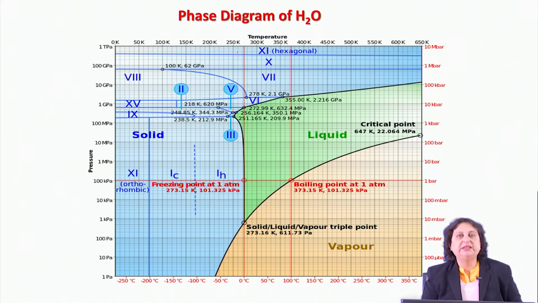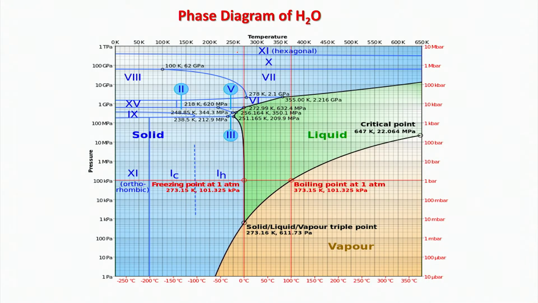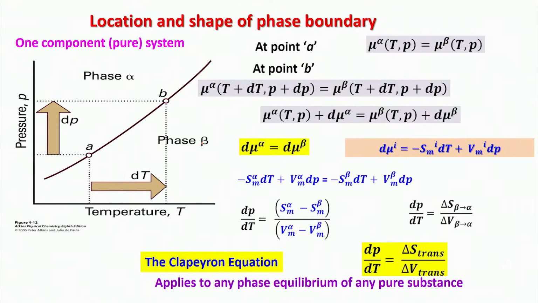When we looked into the phase diagram of water, we found that the solid liquid coexistence line, that is this phase boundary, was very steep, and there were regions where there is a change in the shape of the phase boundary. Then came the question of how do I correlate the location and shape of the phase boundary with some measurable property of the system. In this connection, we derived the Clapeyron equation, which is given by dP/dT equal to delta S transition by delta V transition.